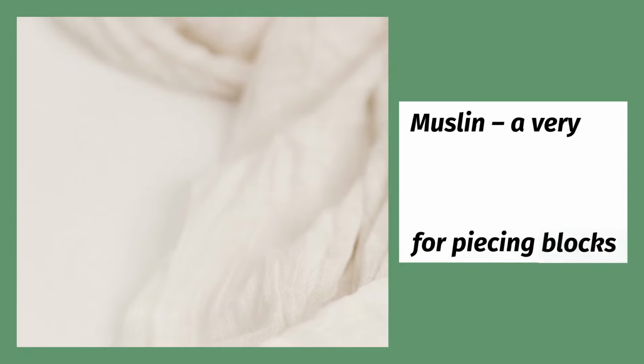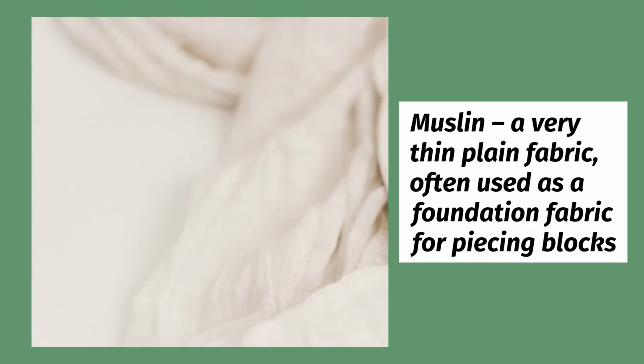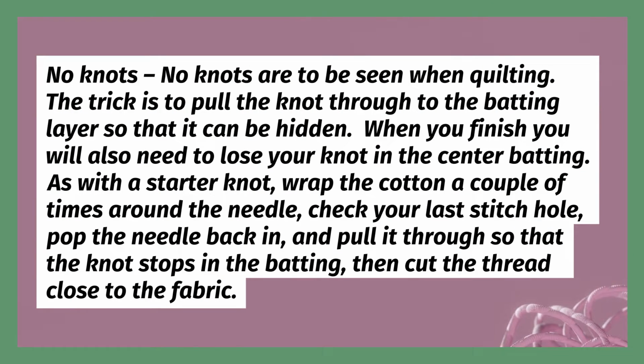Muslin, a very thin plain fabric, often used as a foundation fabric for piecing blocks. No knots are to be seen when quilting. The trick is to pull the knot through to the batting layer so that it can be hidden. When you finish, you will also need to lose your knot in the center batting. As with a starter knot, wrap the cotton a couple of times around the needle, check your last stitch hole, pop the needle back in, and pull it through so that the knot stops in the batting, then cut the thread close to the fabric.